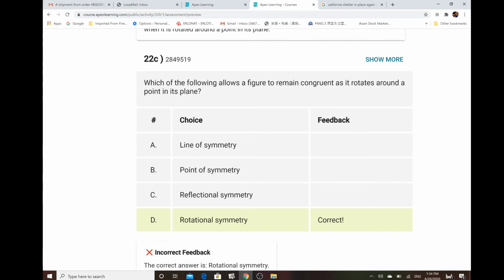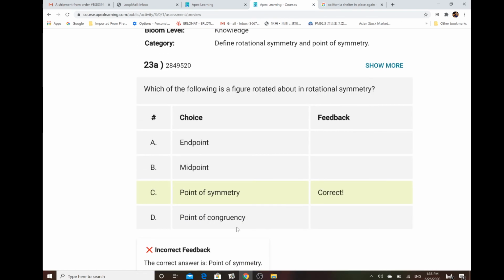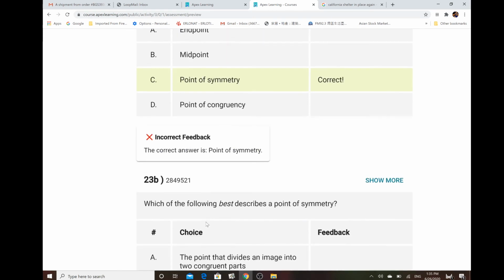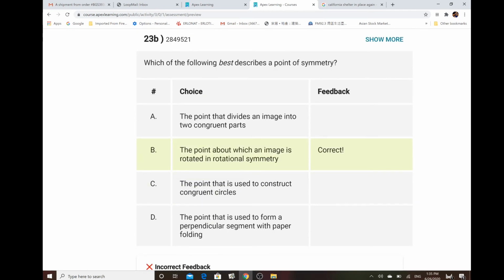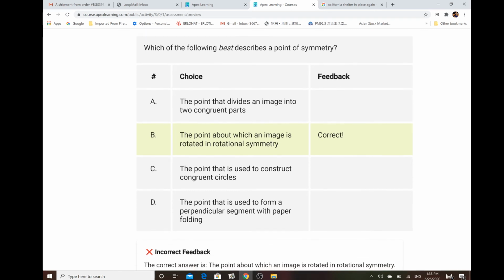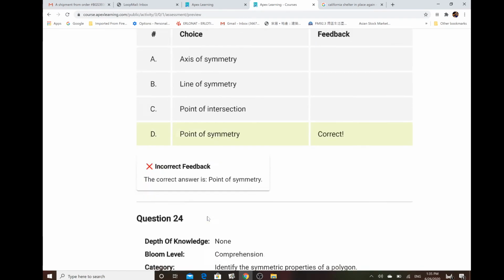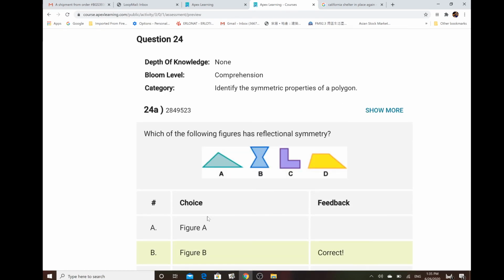And here's another one, rotational symmetry. And in the figure, which is the point the figure rotates about for the rotational symmetry? So it's called a point of symmetry. So anytime that you try to rotate something, you need to go through the point of symmetry. It's called a rotational point of symmetry. So that's just a description, the definition of a point of symmetry. Point of symmetry again.